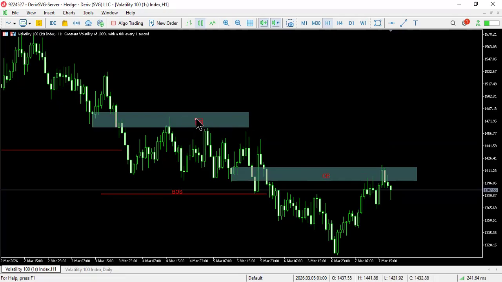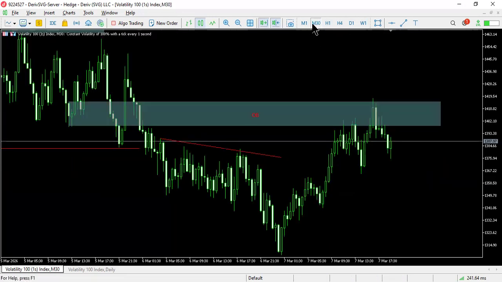Let's see if we have all the confluences intact. We have a break of structure, and then we have liquidity that price swept to go and tap into the order block, and you can see that is a reversal candlestick pattern, a tweezer top, to indicate the sellers are already in the market.